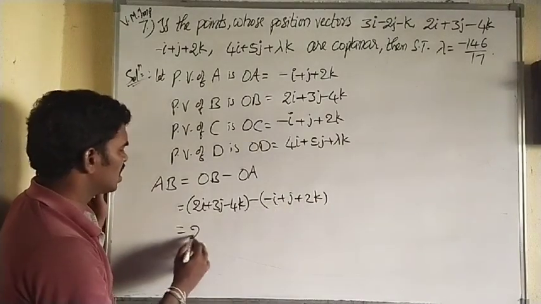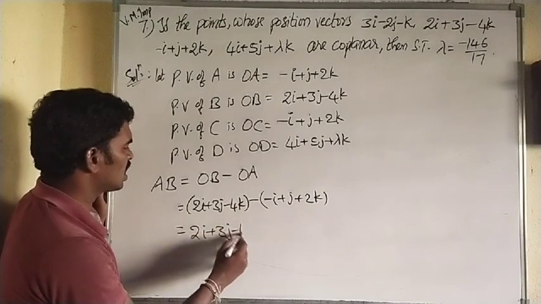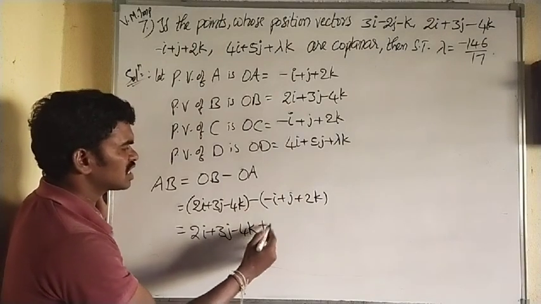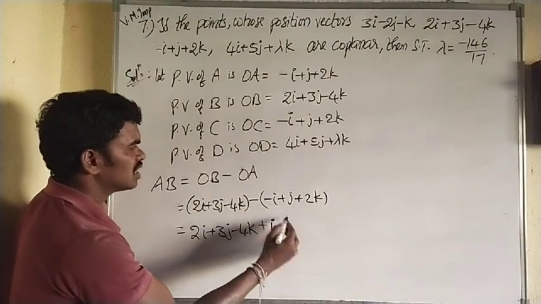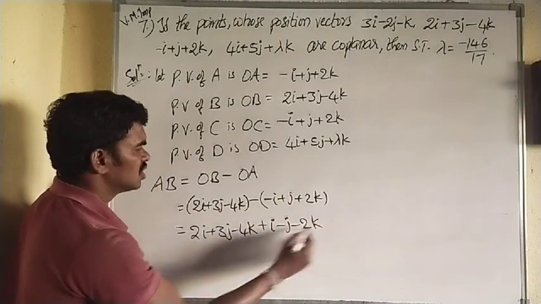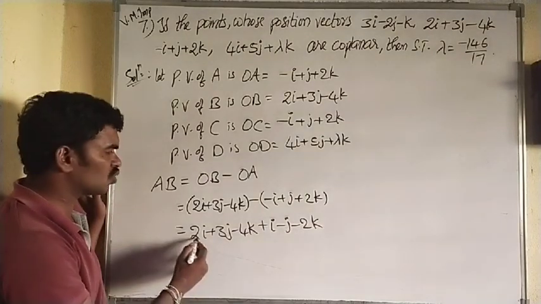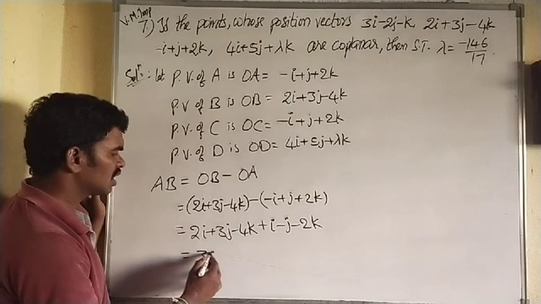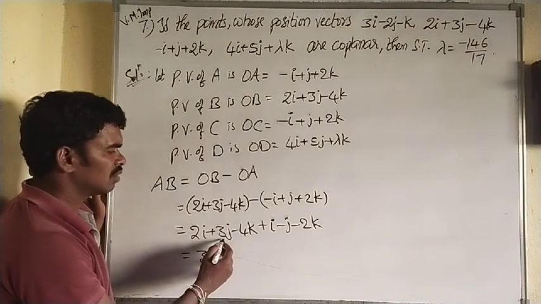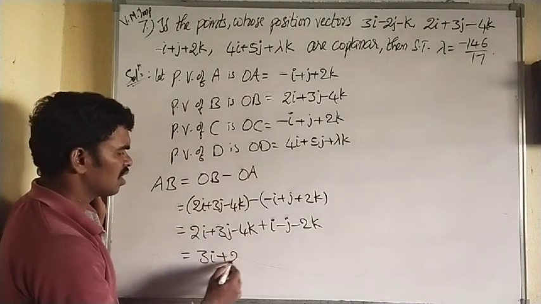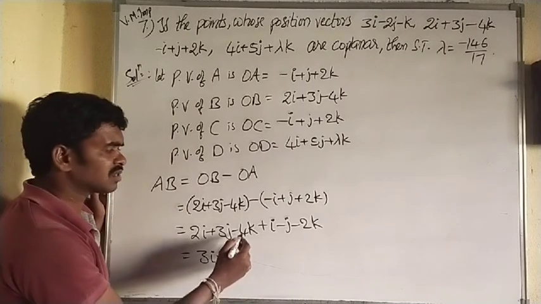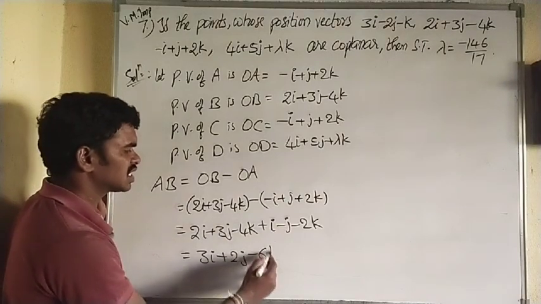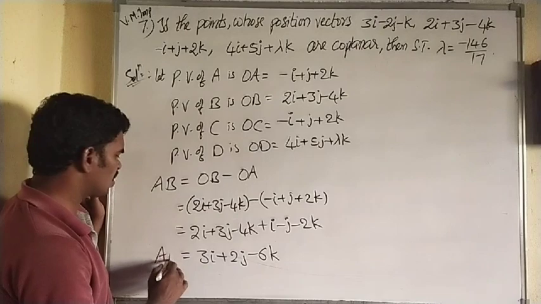So we should simplify this: 2i plus 3j minus 4k, minus into minus plus i, minus into plus minus j, minus into plus minus 2k. Here 2 i terms and 1 i term, totally 3i. Next, j terms: plus 3j minus 1j is plus 2j. K terms: minus 4k minus 2k is minus 6k. So we got AB.